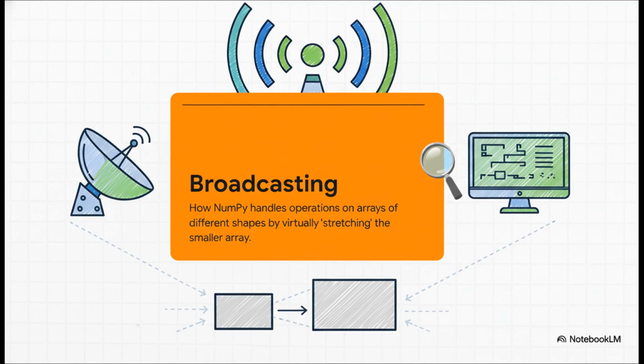It's a powerful mechanism where NumPy will virtually stretch the smaller array to match the shape of the larger one, so that the math can still work element by element. And the best part? It does this without actually using any extra memory to make a bigger copy. It's all a clever illusion that makes your code fast and memory efficient.